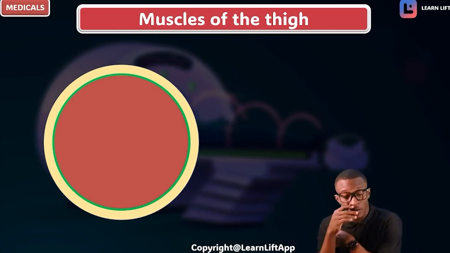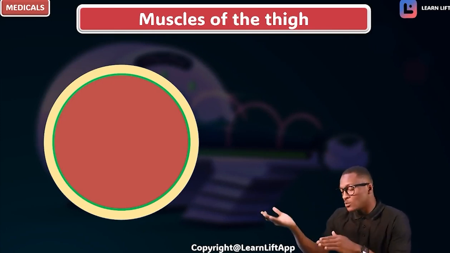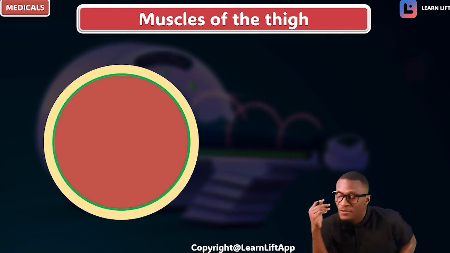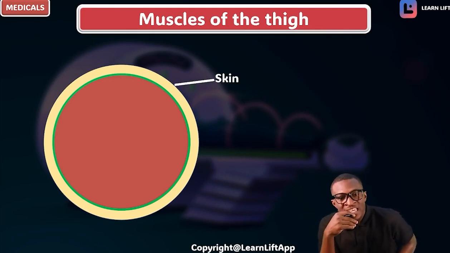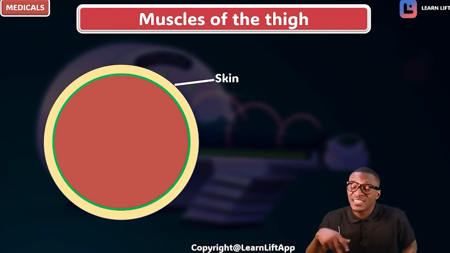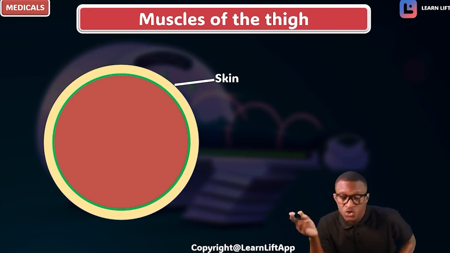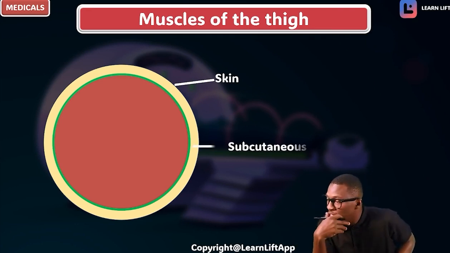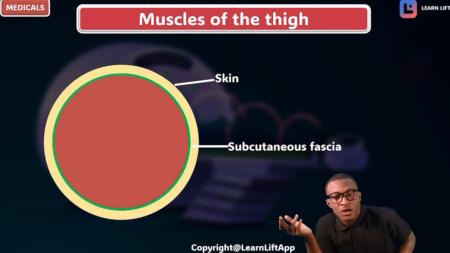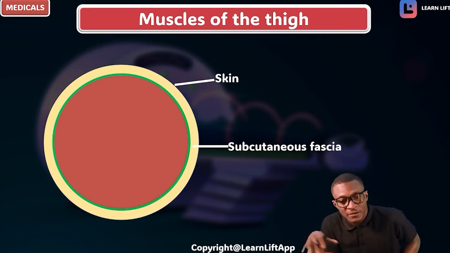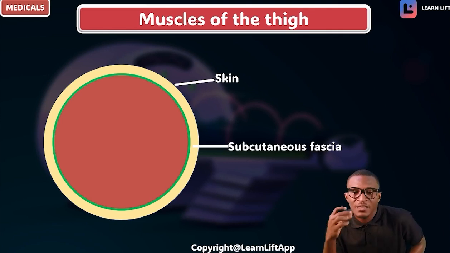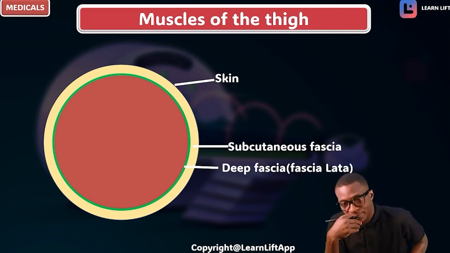This is a transection of the thigh. So we give a transection on the thigh. First, what you see, you're going to see the skin. After the skin, what is next, you're going to see the fat layer, the subcutaneous fascia or the superficial fascia, which is the yellow layer you can see. That's the fat layer. After that, you see the green layer called the deep fascia.